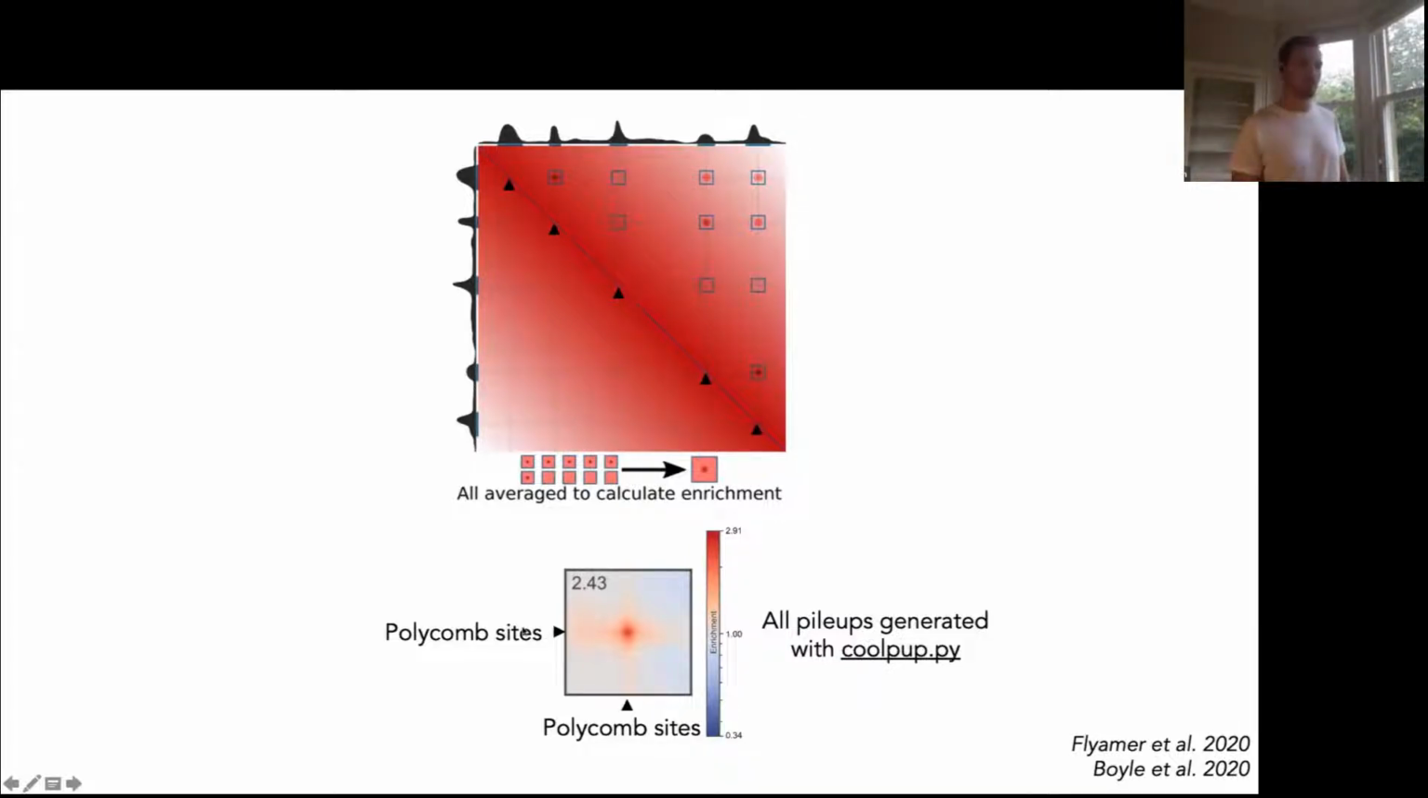So for example, for polycomb sites, in the graphs that I will show a lot of, you will basically have one set of polycomb sites on the left and one set of polycomb sites on the bottom, and they interact here in the middle.